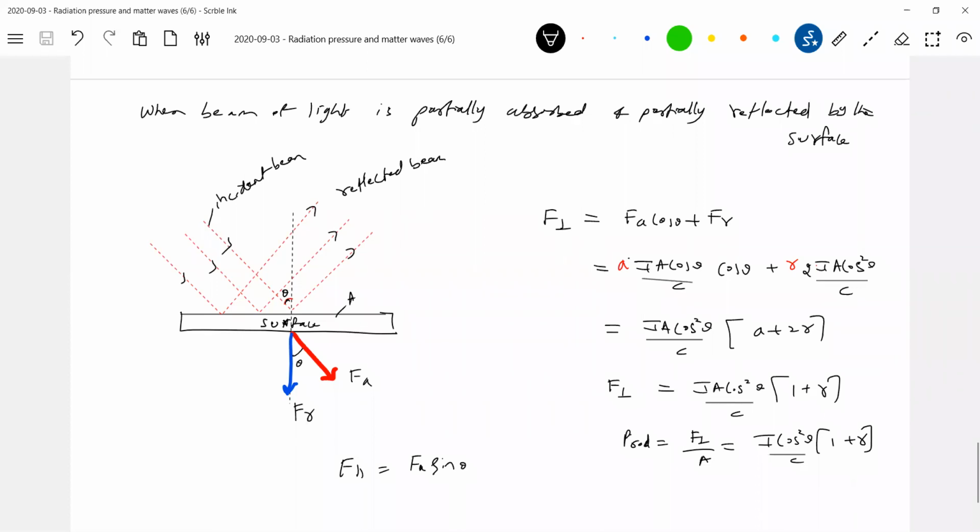Why? Due to reflection, there won't be a force in that direction. So the concept is simple, no? The incident photon will exert a force like that. The reflected photon also will exert a force. So the horizontal force will get cancelled out. Only the net force will be downward due to reflection. Due to absorption, it will be in the direction of the incident beam. Due to reflection, it will be only along the normal. You can say not along the incident or reflected, but along the normal. This is the normal.